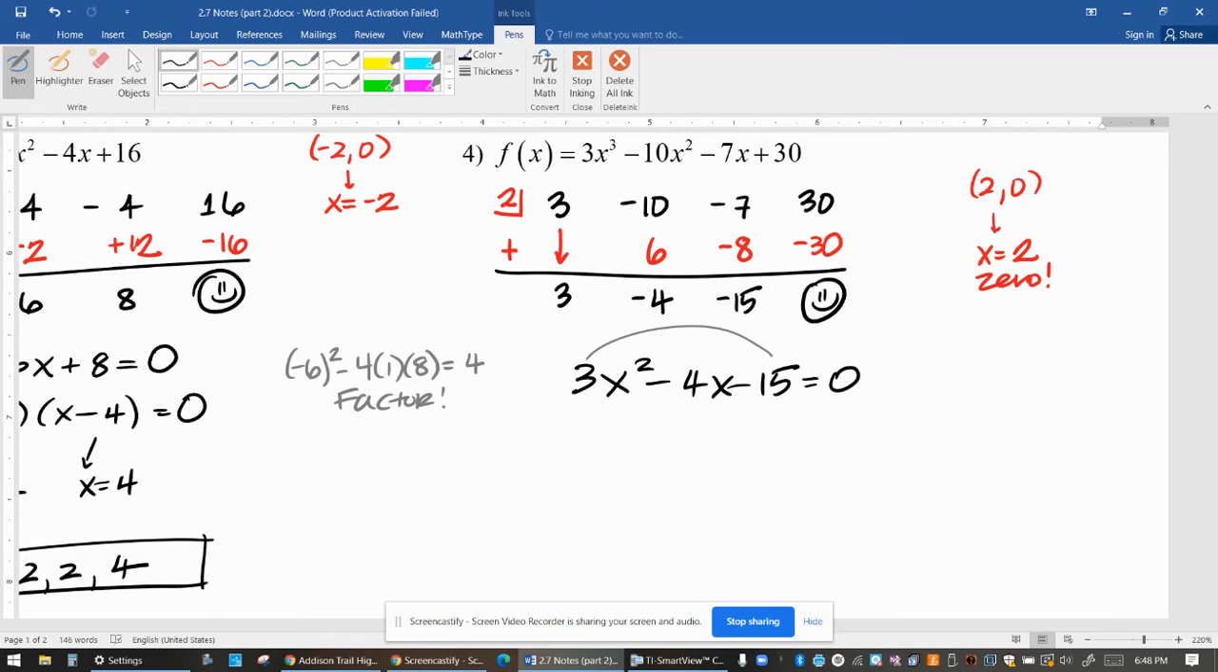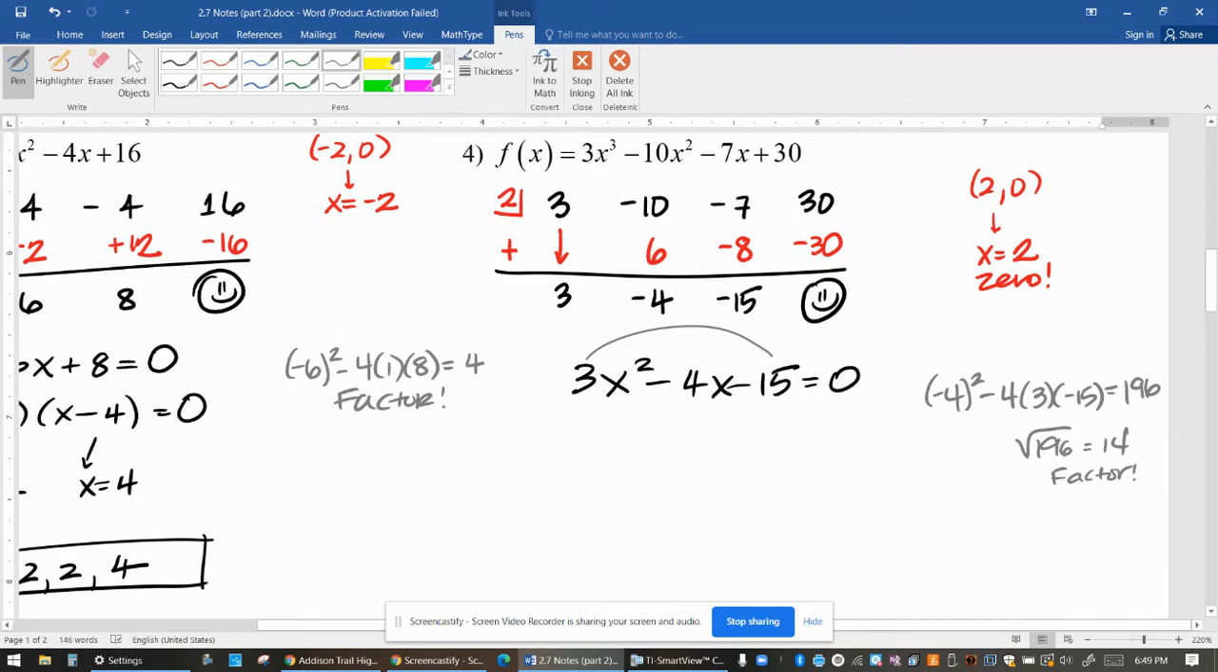If you didn't get a discriminant that was perfect, double check it again. You want to make sure you have negative 4 in parentheses before you square it. Now, if you don't want to factor it, you can use the quadratic formula, but this discriminant is 196, and the square root of 196 is 14, okay? So that means you can factor it.